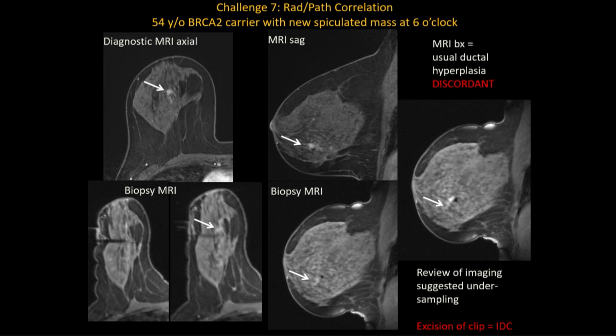The MR biopsy revealed usual ductal hyperplasia, and this was thought to be discordant. And that's because you had a spiculated mass on your original imaging, and you did not get a mass-forming lesion on pathology. So re-review of the imaging suggested that this was undersampled, and then the decision was made to excise the clip. It was an invasive ductal carcinoma.